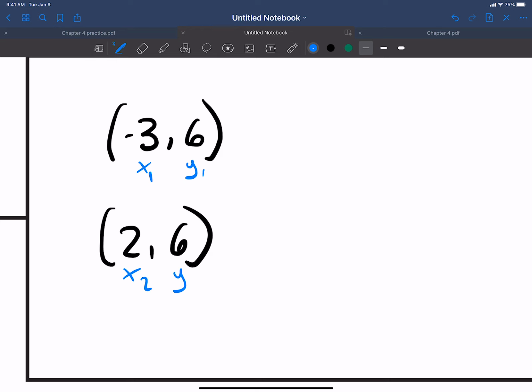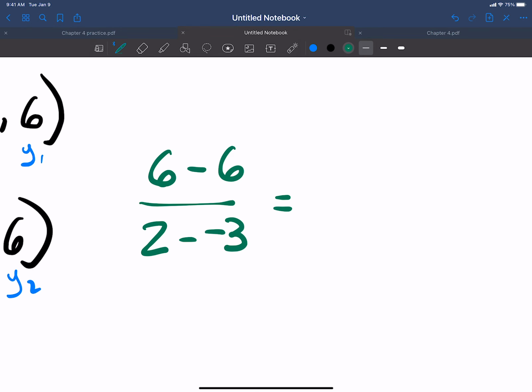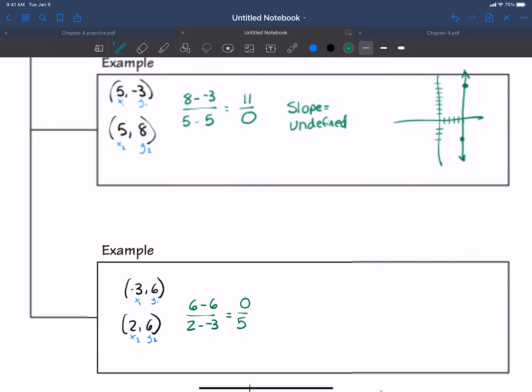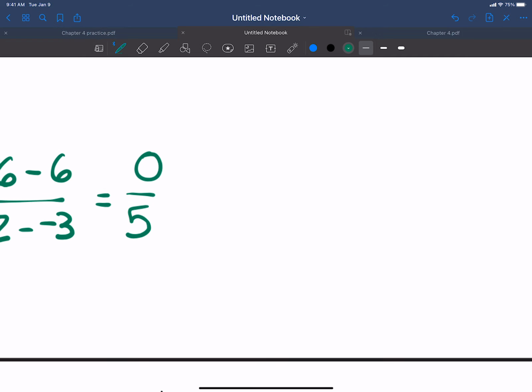So it's going to be y2 minus y1 over x2 minus x1. Go ahead and do the math. 6 minus 6 is 0. This is actually 2 plus 3, which is 5. Now, unlike that one up there, I can have 0 in the numerator. That's fine.